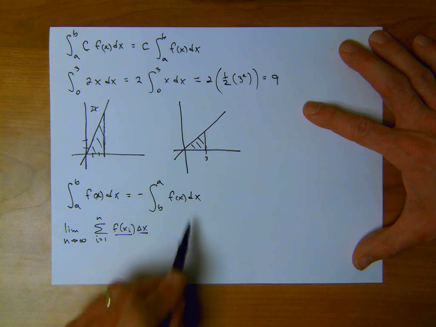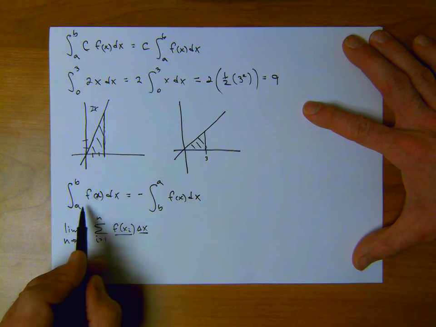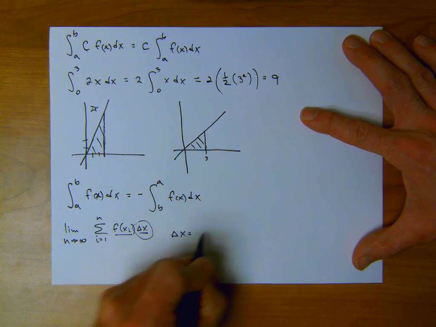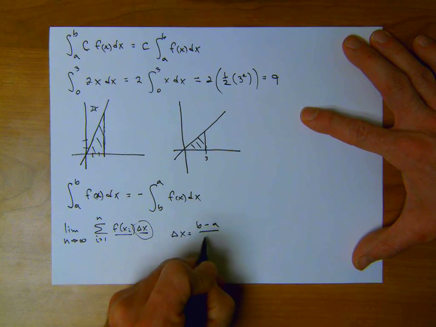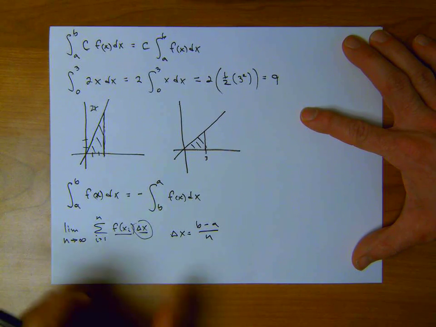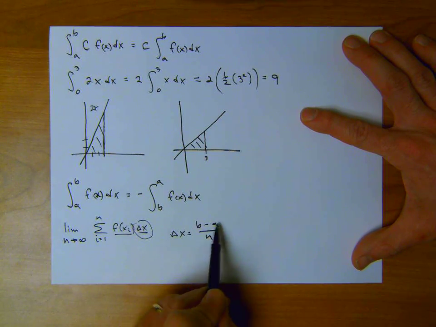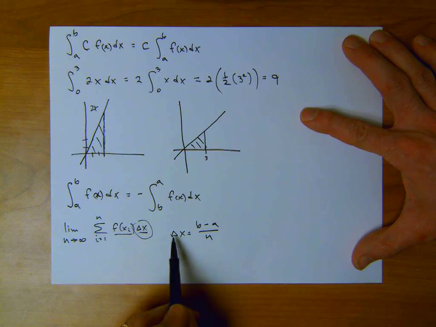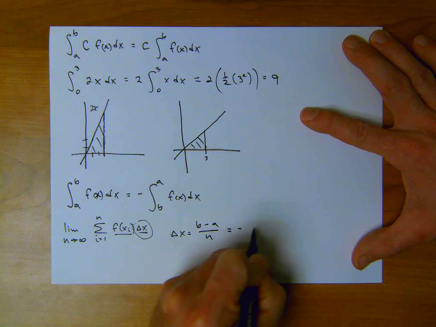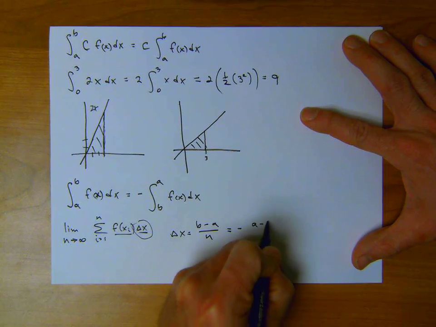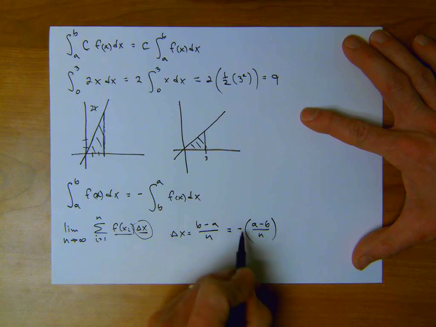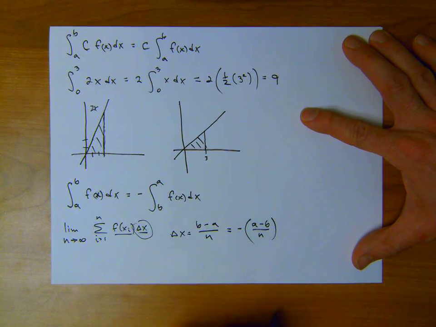So if you think about these in terms of rectangles, then what is delta x? Well, delta x is (b minus a) over n, right? This is the case where all of our rectangles have the same width. So we just take the length of our interval, b minus a, and we divide it by n. That gives us the width. But notice that that is the negative of (a minus b) over n, right? If I distribute that negative, I end up with b minus a.